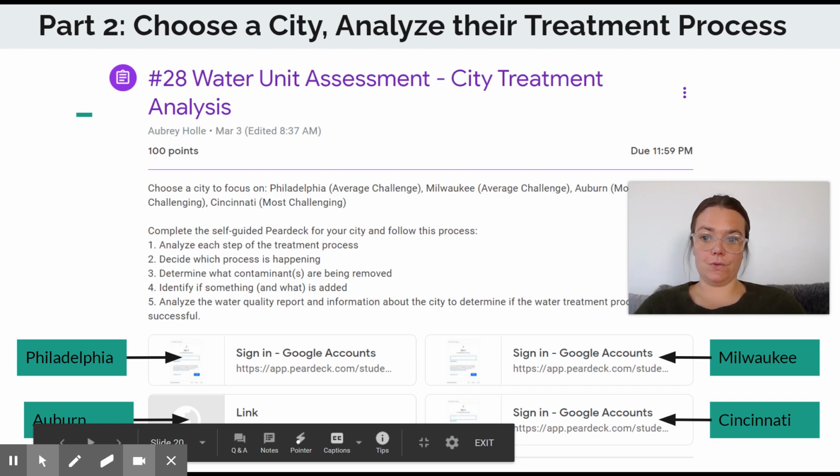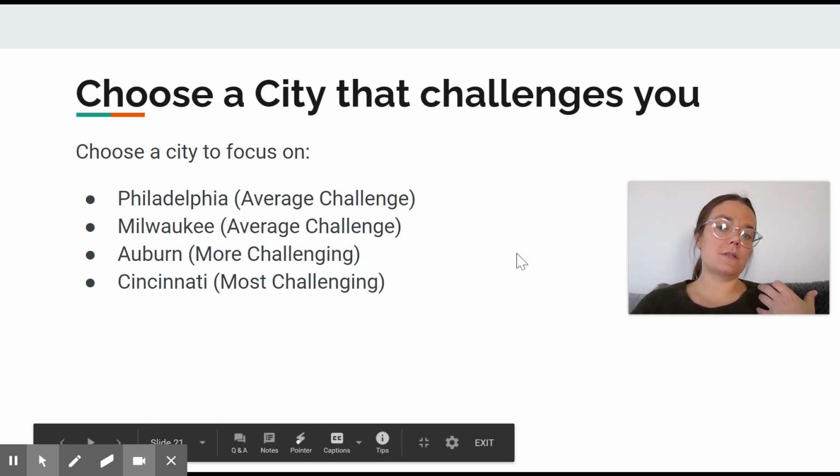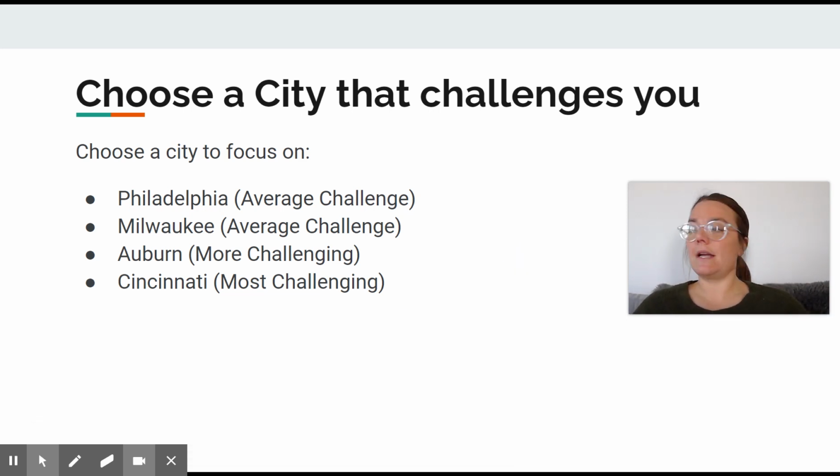You get to choose. Which one you choose should be based on the challenge level that you're feeling ready for. I will start by saying that they are all challenging. That's the point. I want to challenge you. I want to see what you know. But if you're feeling like you are excelling on this and want to give yourself a harder challenge, I recommend doing either Auburn or Cincinnati. Philadelphia and Milwaukee are, again, both challenging, but they are a little bit more straightforward.